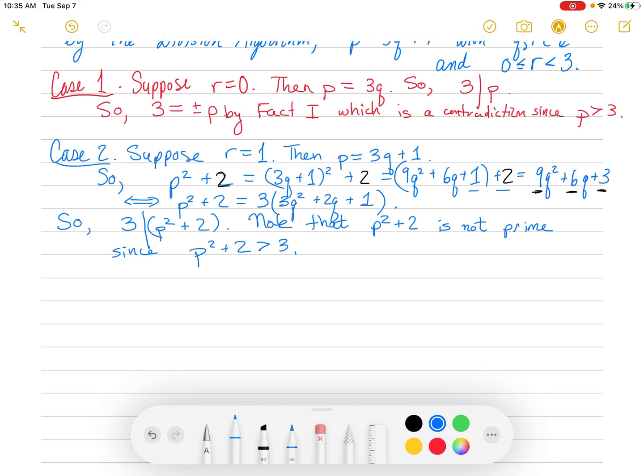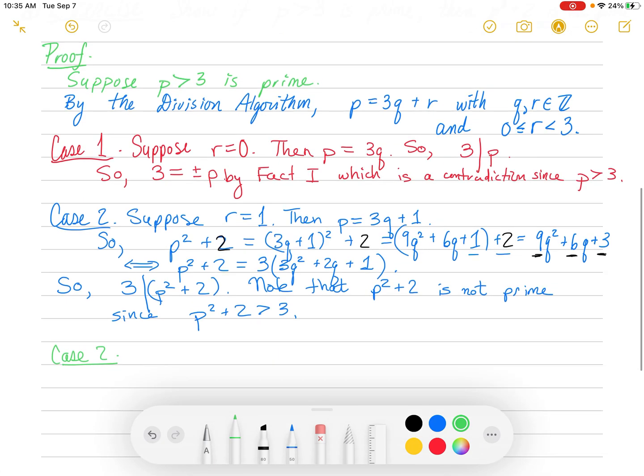Okay, so the only way that p squared plus 2 could be prime is if p squared plus 2 were 3 here, right? If 3 divides p squared plus 2, then p squared plus 2 would have to be 3 in this case. But it's not, it's bigger. Okay, let's do a case 2.